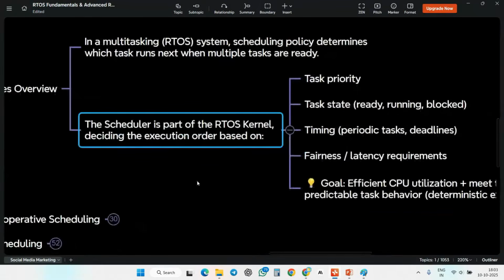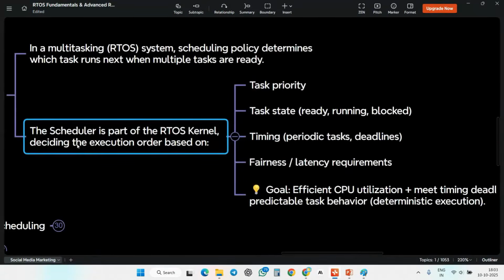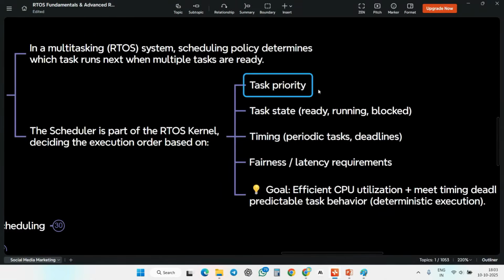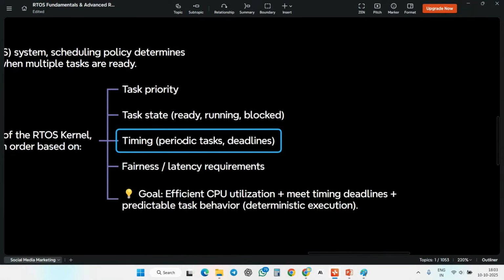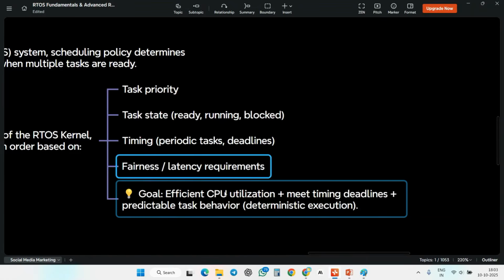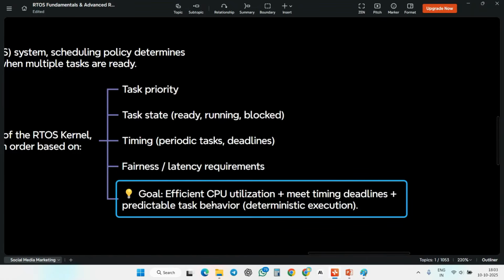Here the scheduler is one of the parts in the kernel which helps in deciding what is executed. But on what basis is it going to schedule the task? First of all, it is based on the priority number and states, the timing, that means periodic and deadline based, and fairness and latency requirements. Finally, the goal is efficient CPU utilization plus meeting timing deadlines plus predictable task behavior.